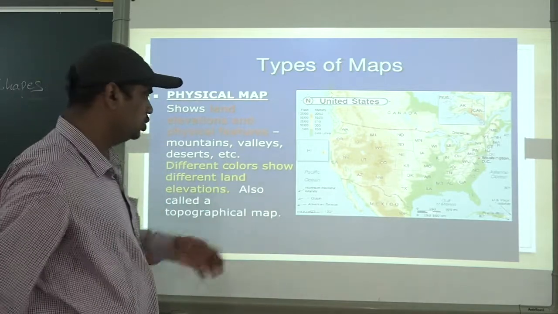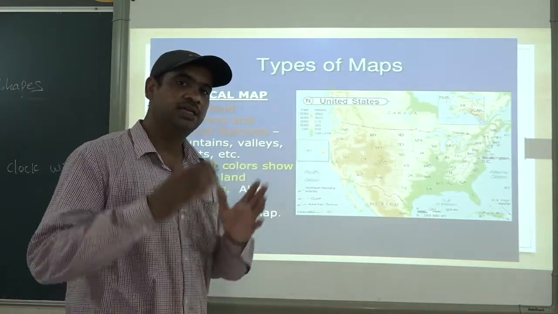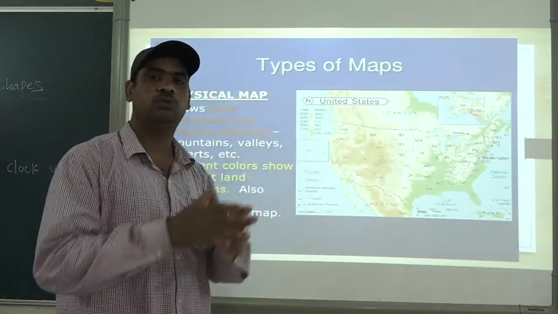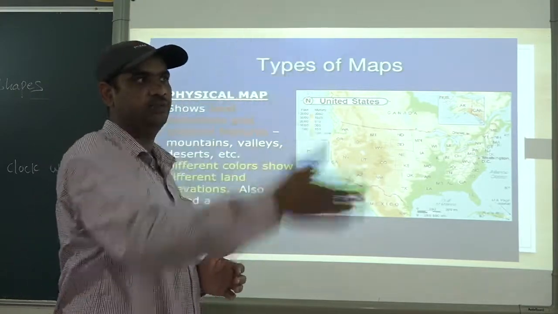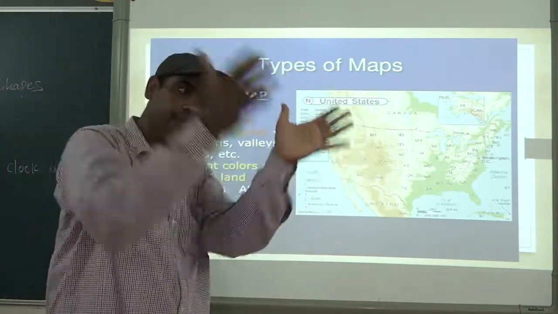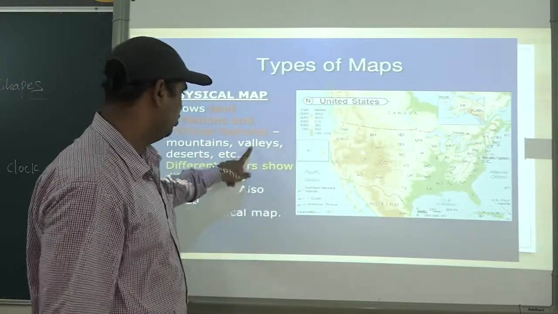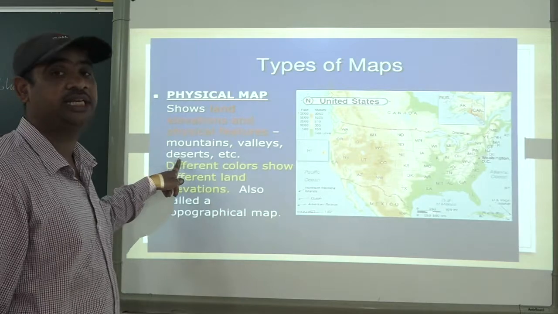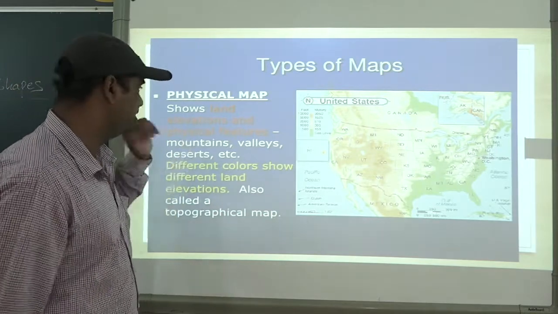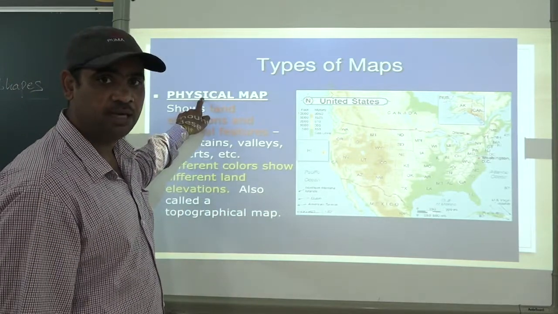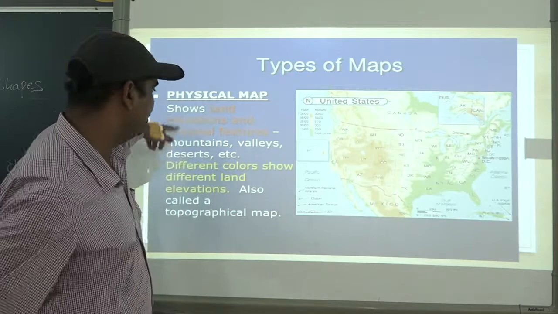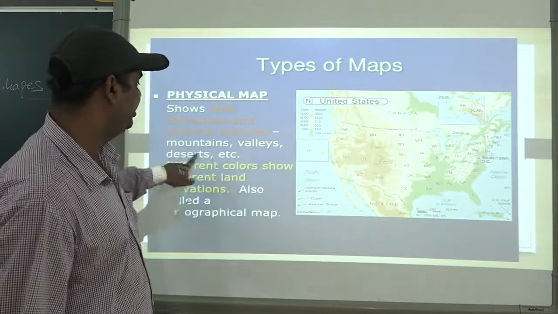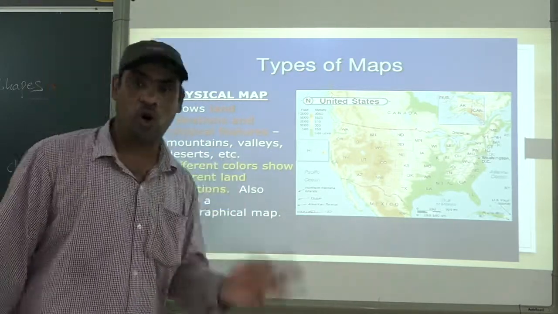Even mountains and valleys are shown. What is a valley? The area between two mountains. This side one mountain, the other side another, and the area between two mountains is called a valley. The deserts, like in India, there are different deserts. So a desert can be shown on a physical map. Which map? A physical map can show mountains, valleys, deserts, different landforms.